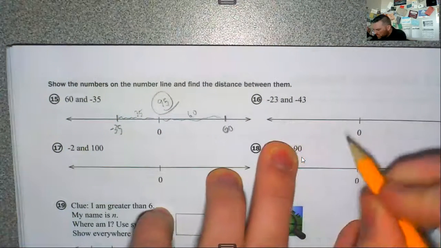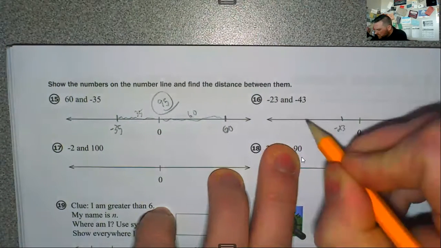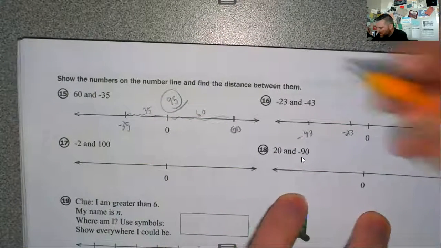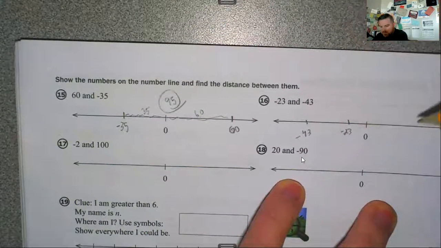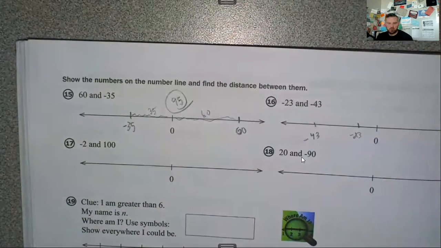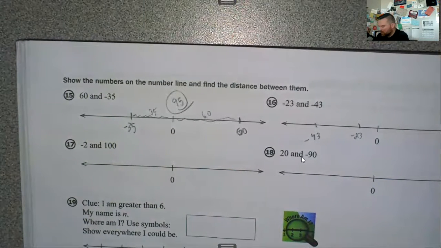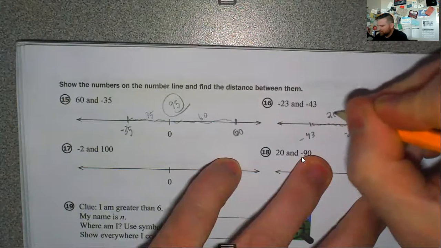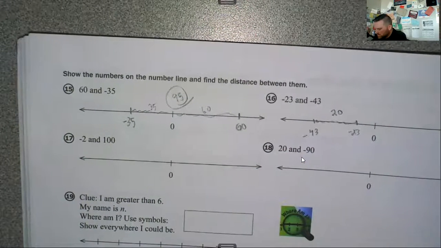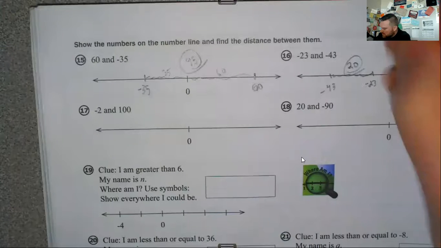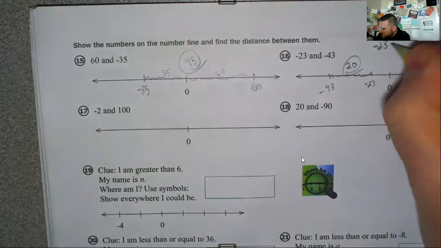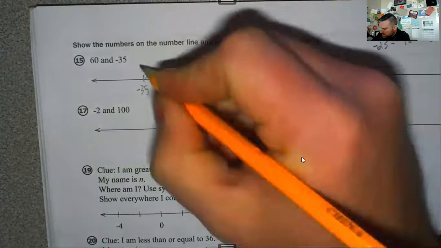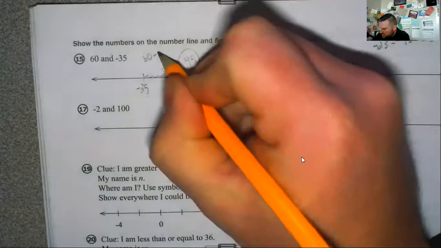All right, negative 23 and negative 43. Okay, in order to find the distance between them, I would actually have to subtract those two numbers. We'd take 43 minus 23, and you'd get 20. Okay, there's 20 units between those two. Okay, that's also saying negative 23 minus negative 43. That's 20. This one over here, 60 minus negative 35.